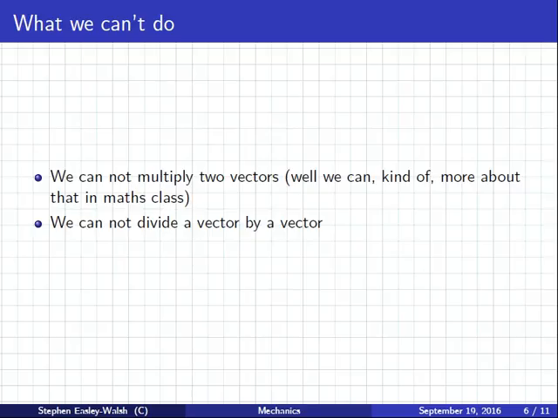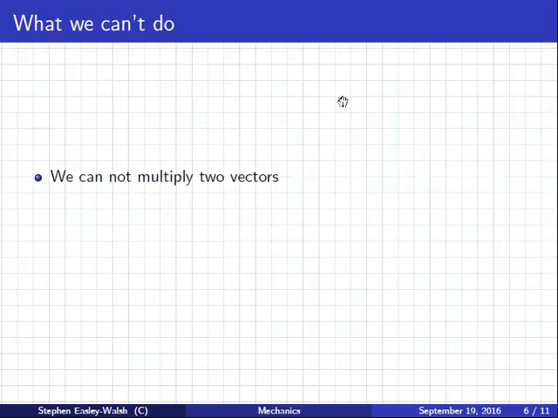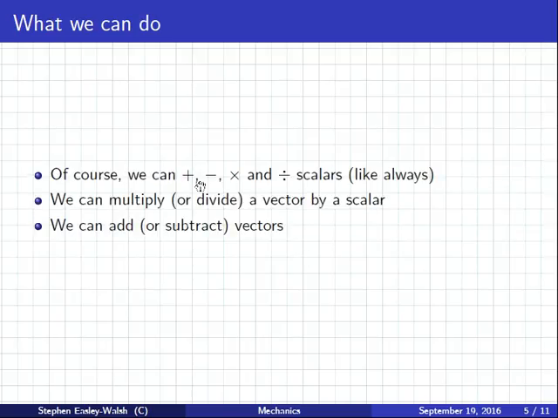Okay. So for physics class, this class, we won't multiply or divide vectors. We'll only add them or subtract them. So you might want to make a note of what you might call these basic rules. We can plus, minus, multiply, divide scalars. We can multiply vectors by scalars, and we can add vectors. You can't do vector multiply vector or vector divide vector. We won't do that in this class.